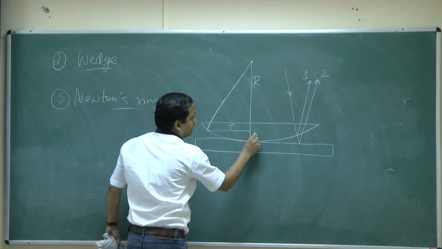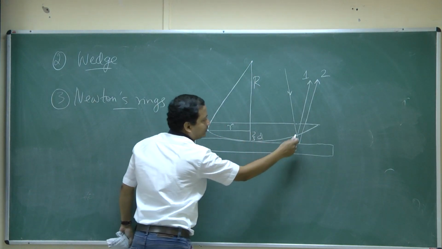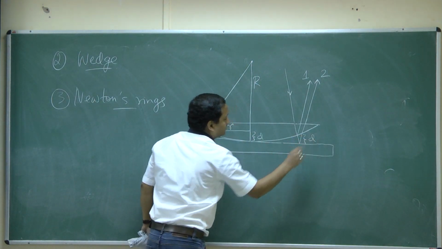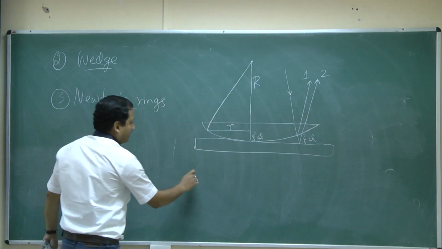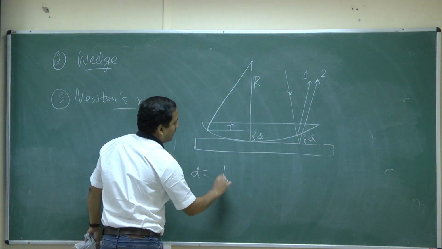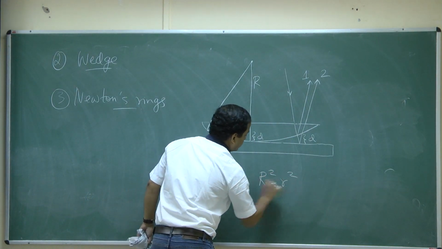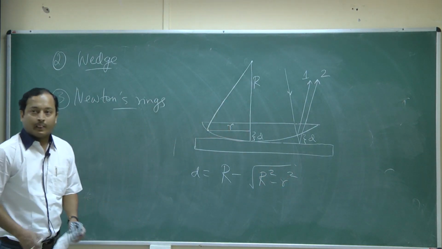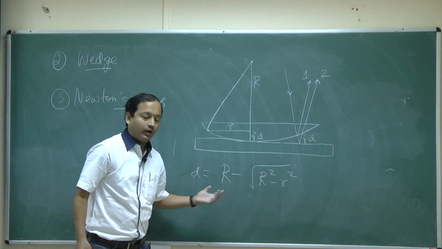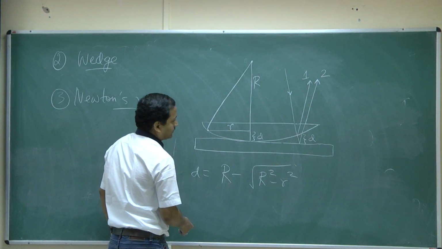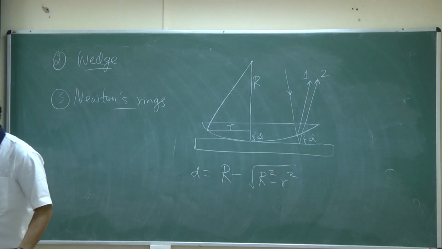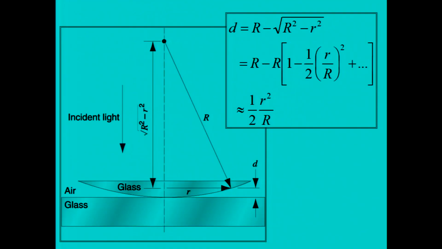What we are interested in is this small d, because this same small d is happening here. Then that d is nothing but R minus the square root of R squared minus r squared. That is what the small d would be, and one can just work that out. I will come back to the slides again.